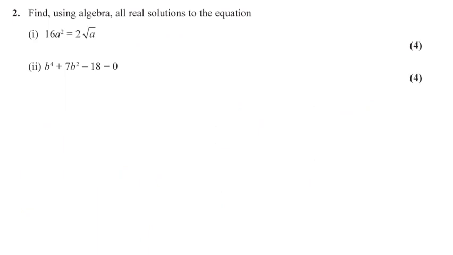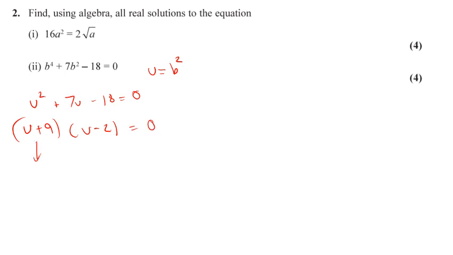With part B, again, I would recommend that you make a substitution. If you want to solve this without substituting, that's fine, but this is kind of the universal method. So my substitution here would be something like u equals b squared. With that in mind, we would get u squared plus 7u minus 18 equals 0. This equation here factorises as u plus 9, u minus 2 equals 0.